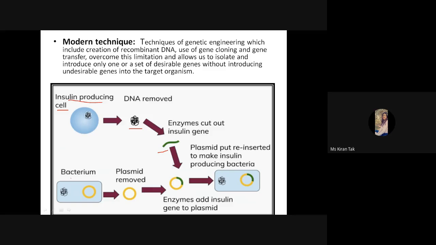So this is the bacterium which has the plasmid. Plasmid is removed from this bacterium, and then this plasmid is fused with the gene of interest, and then it is incorporated into the host organism, where it is cloned and then expressed. So we can get our desired product.